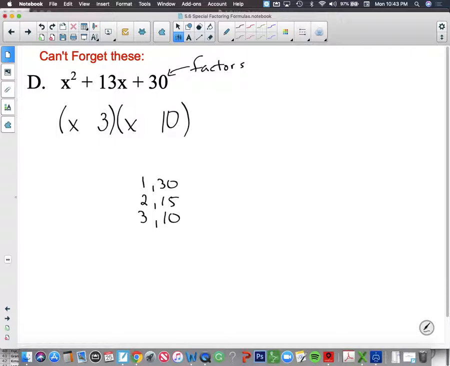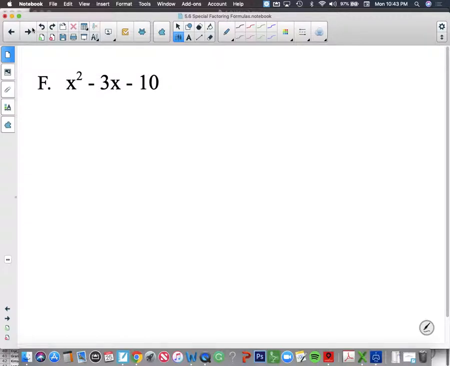3 times 10 is 30, 3 plus 10 is 13. Everything's positive up above, so everything is positive in my parentheses. Done. All right, let's try another one of those, see if we remember it. X squared minus 3x minus 10. Give it a shot.